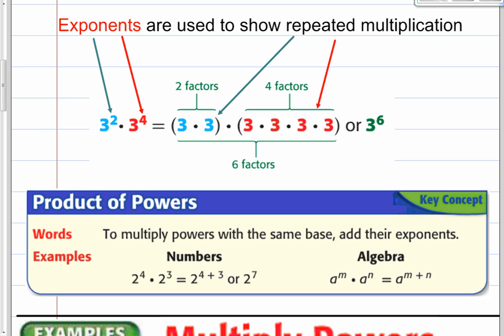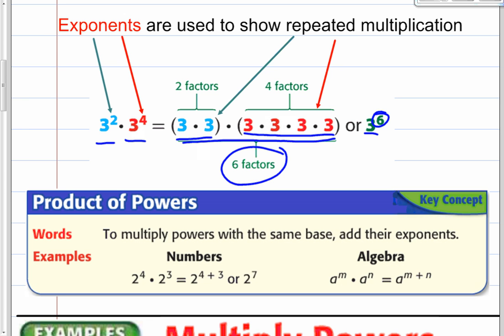Notice how they've taken 3 to the 2nd power and multiplied it by 3 to the 4th power. They've broken it out into their factors. They've then taken those factors and put them all together to show you, hey, look, all those 3's go together, there's 6 of them. And we have 3 as our base and 6 as our exponent.